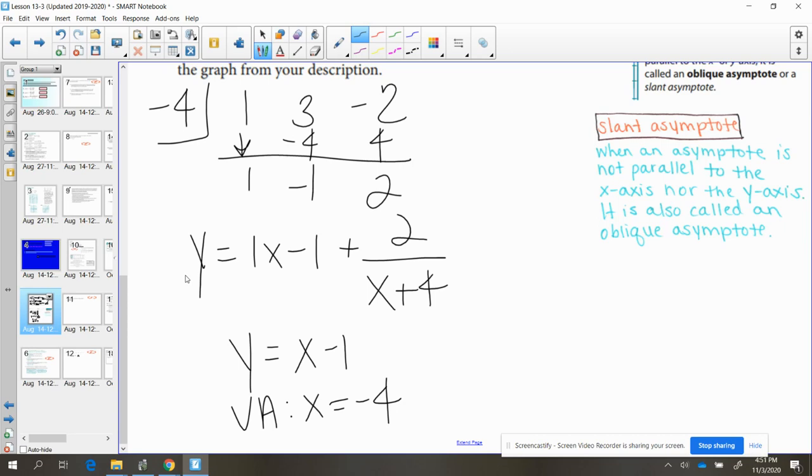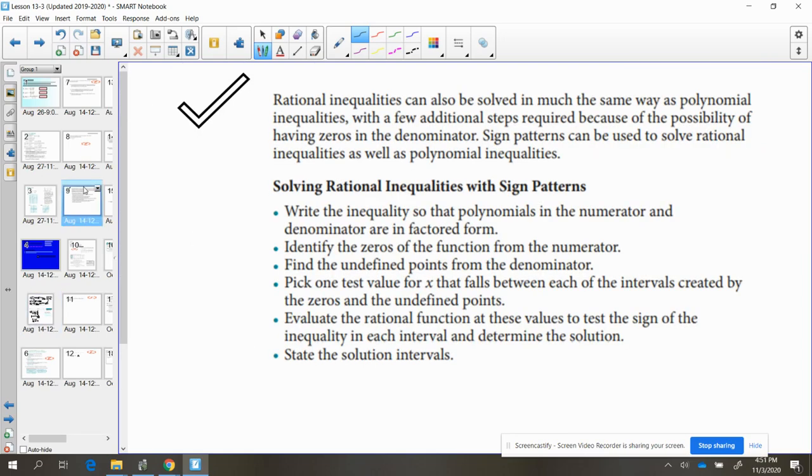Now, the other big piece of information, besides reviewing some of the stuff we talked about last lesson, that we need to talk about today is the idea of solving rational inequalities. And this is on page 177. Very similar to solving polynomial inequalities, we want to look at some key points. We want to make sure we start with factoring your numerator and your denominator.